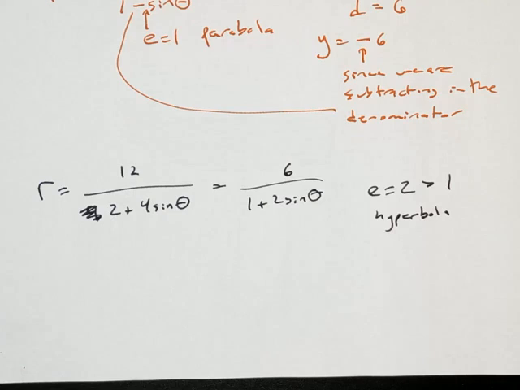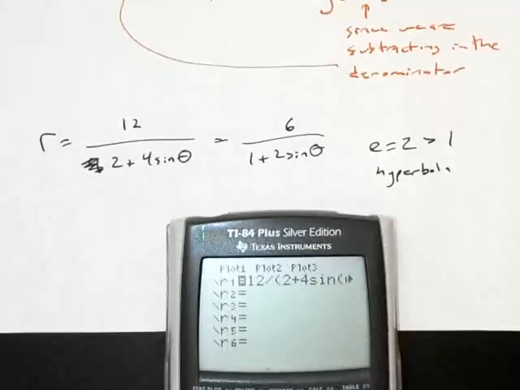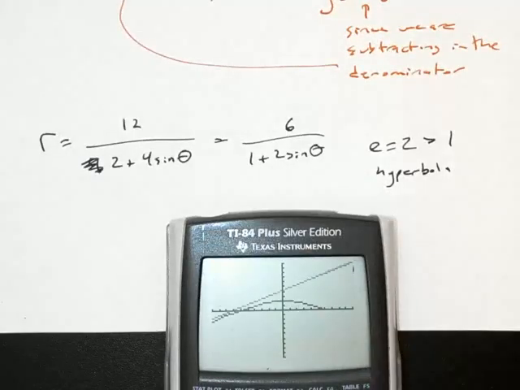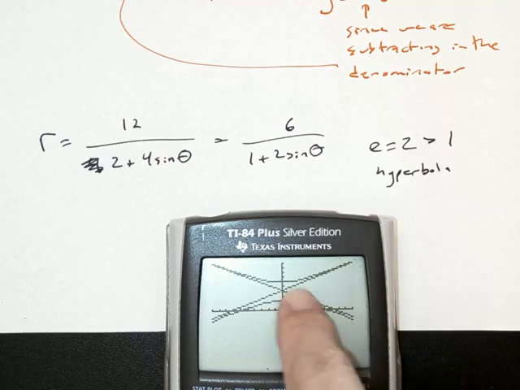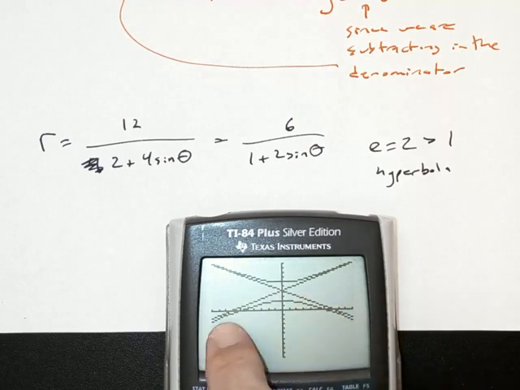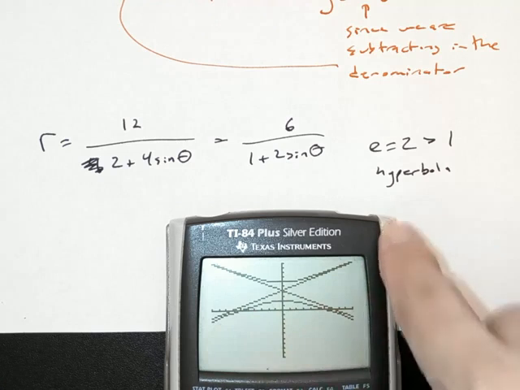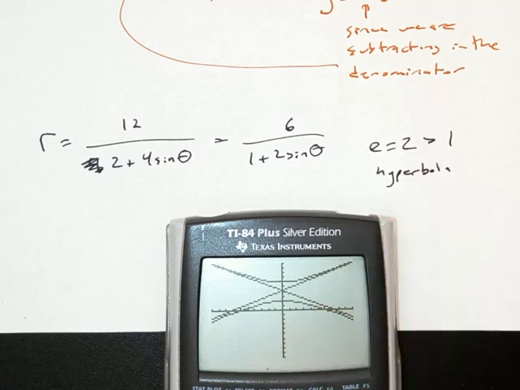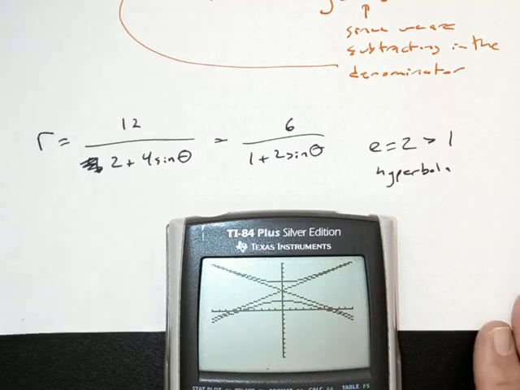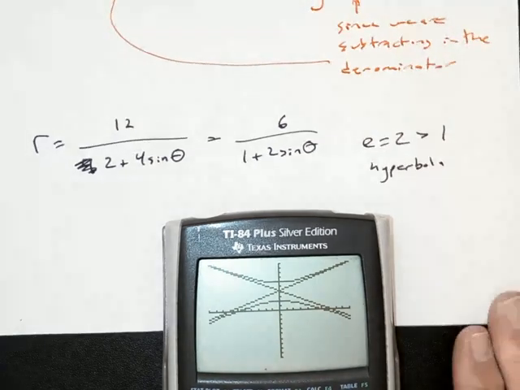Why is my calculator stupid? Because it tries to play connect the dots and ends up drawing the asymptotes. It started here, and it drew down to there, and then whoosh, the next point was way over here. So it tried to connect the dots and ends up drawing the asymptotes, which is a mistake. They're not technically part of the graph.